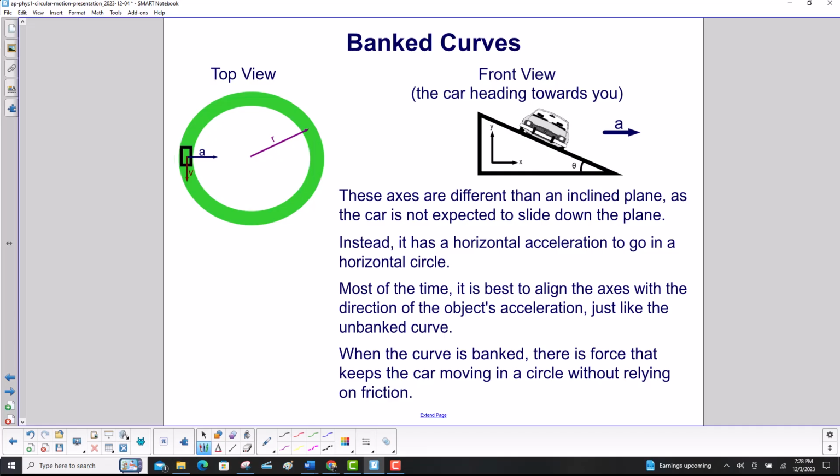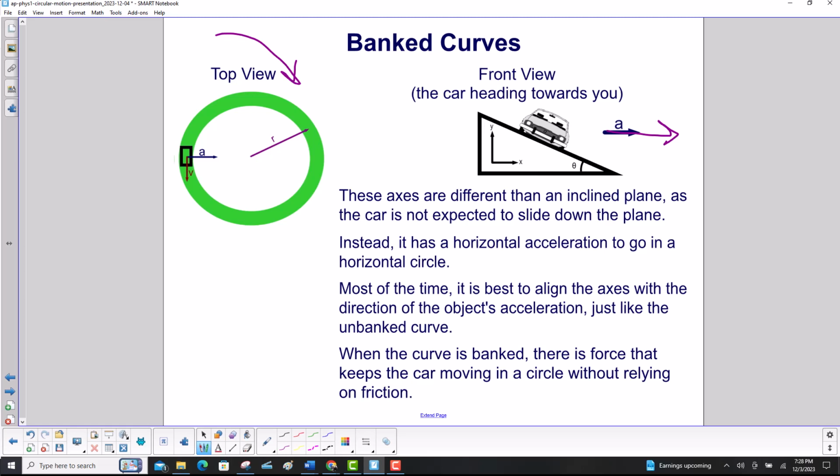We still have the same top view over here, but here's a banked curve. Right, you're going around in a circle, the car is heading towards you, the acceleration is in this direction, and the car will come out of the page and then turn, in this case left, and continue to make a circle. Now, these axes are different than an inclined plane, as the car is not expected to slide down this plane. Instead, it has a horizontal acceleration to go in a horizontal circle.